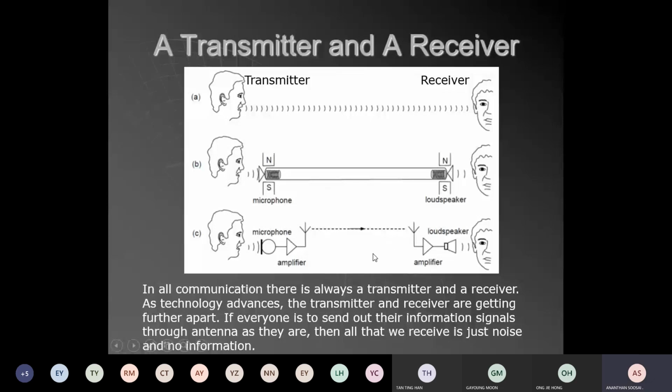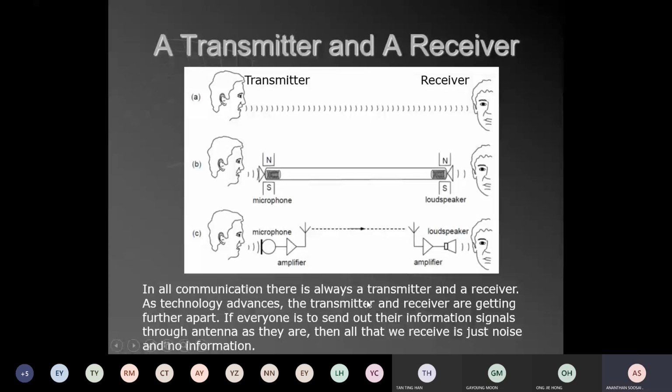Then later, for 1 kilometer, or a few hundred meters further apart, we can use a microphone. What is the function of a microphone? Changing sound to an electrical signal. The electrical signal will then be aired through the air, and your friend, maybe 100 meters away, in another building, like at the main block, can receive the sound signal. The amplifier will amplify the signal, then the loudspeaker will change the electrical signal to sound, so you hear it.